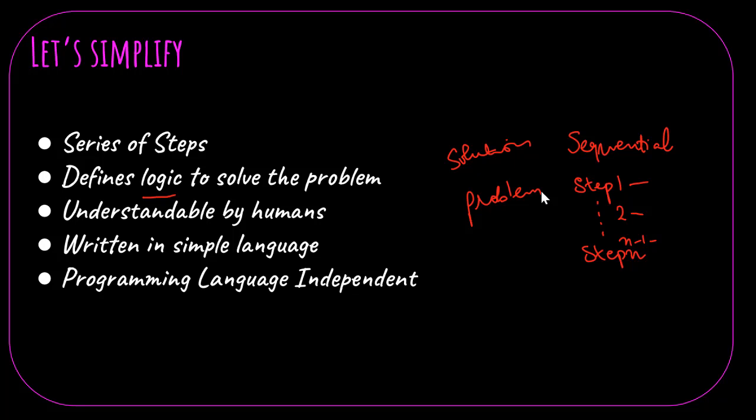The algorithm should be understandable by humans. It should be written in such a way so that we can understand what exactly the logic of that algorithm is. Algorithm is not going to be put into the computers directly, because this is just for us to understand the logic for solving a given problem.